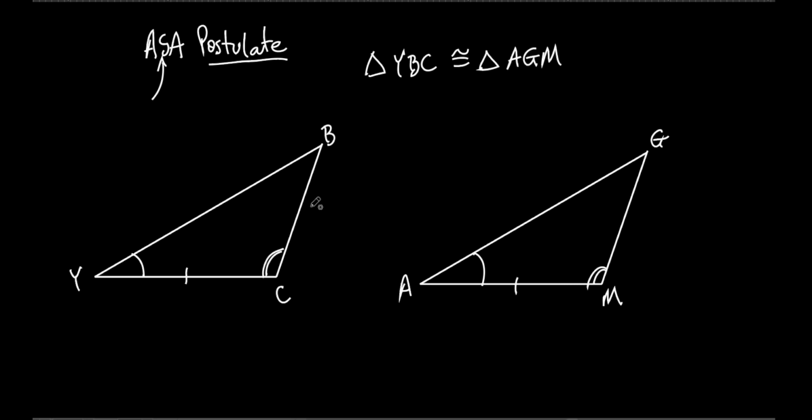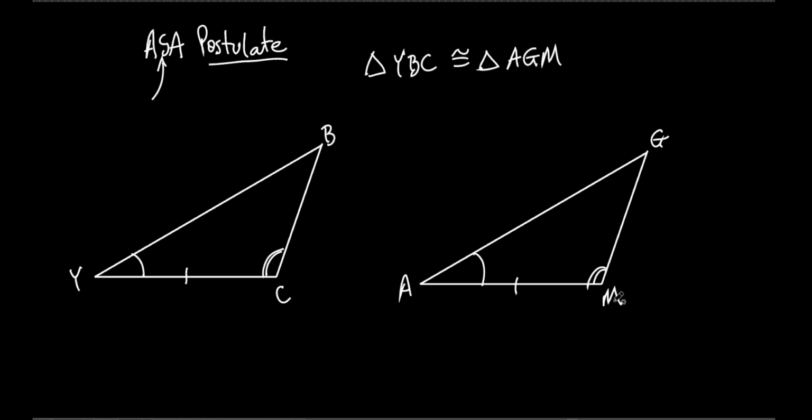So here's a way to make it less confusing. Do you see how side BC, what angle is side BC opposite? Angle Y, that's right. So come over here. What side is opposite the corresponding angle with Y? Y and A are equal to each other, right? So what's opposite angle A? GM. So that's a good way to know that BC and GM are equal to each other.